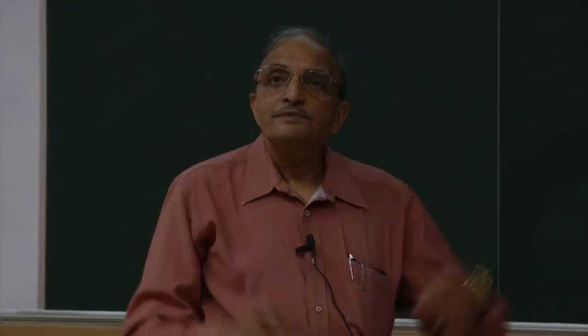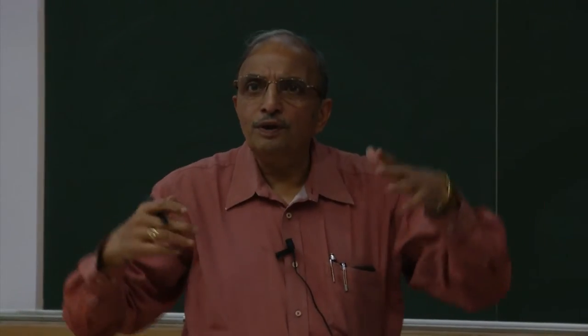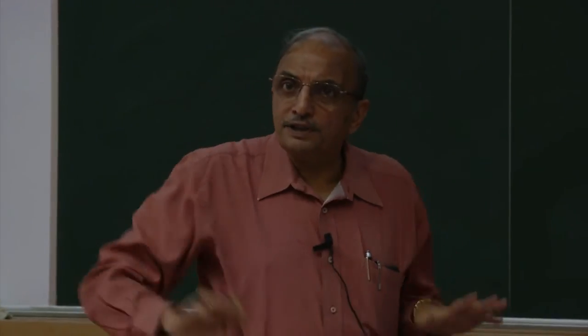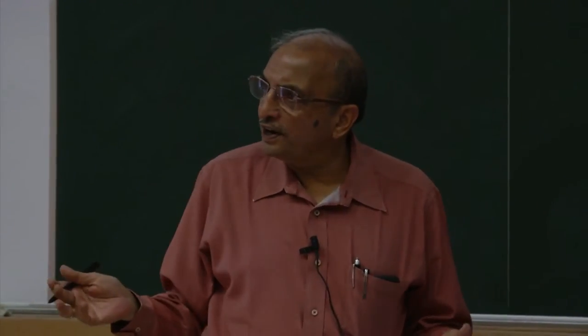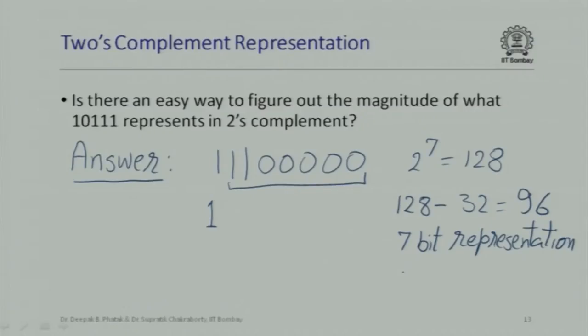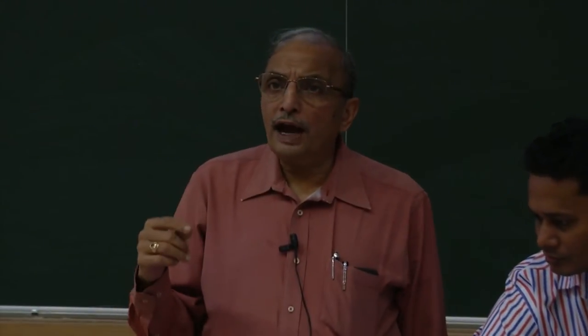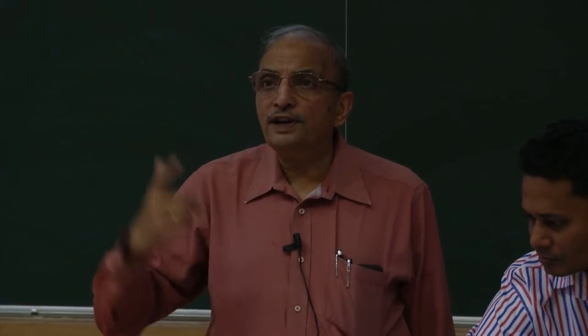By dividing by 2. Keep dividing by 2, and keep collecting the remainders till the quotient becomes 0. That everybody is familiar with, right? So you all agree that this representation will turn out to be 11000000. Problem solved. All right. Now we will look at the floating point representation.